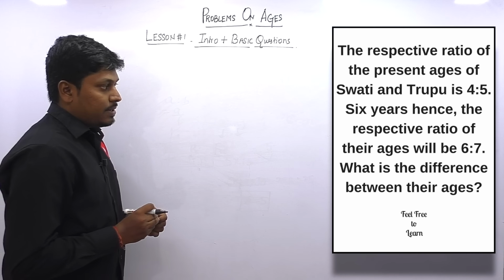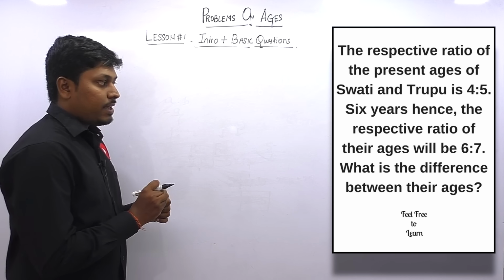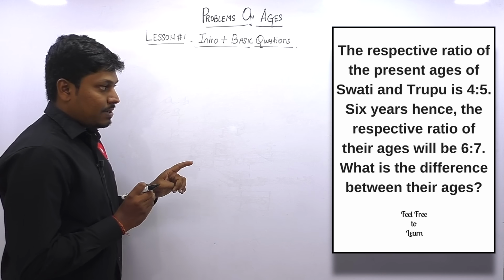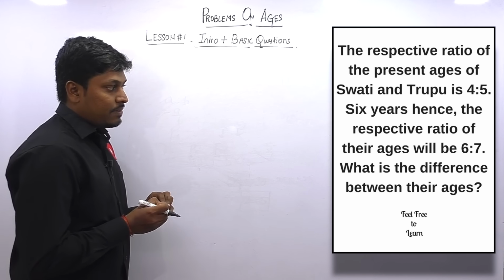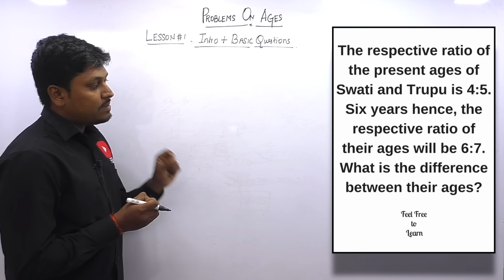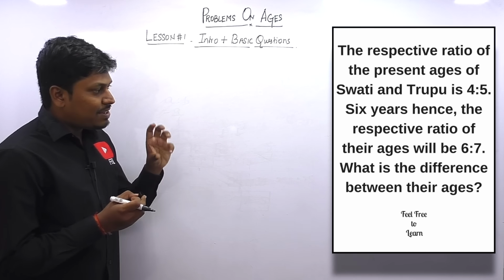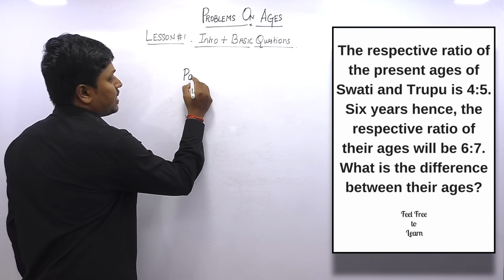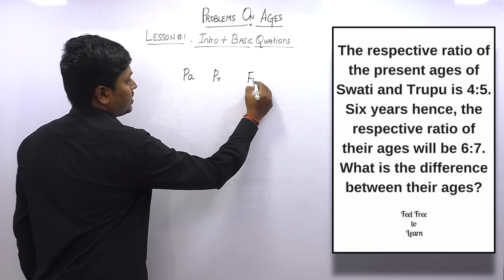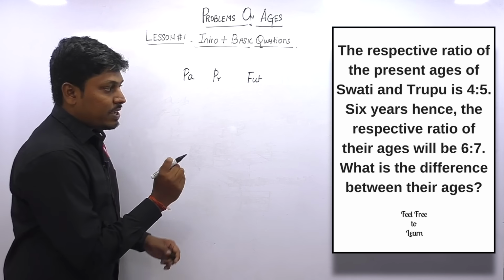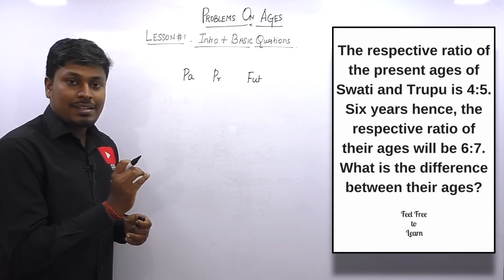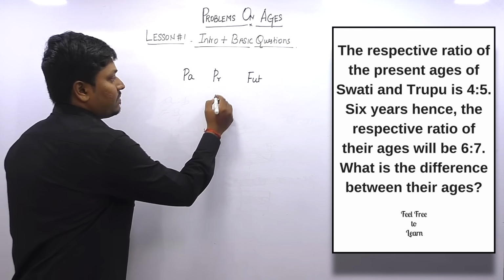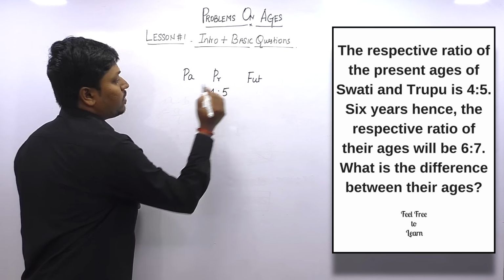Question number 2. The respective ratio of the present age of Swati and Tripu is 4:5. 6 years hence, the respective ratio of their ages will be 6:7. So what is the difference between their ages? So listen here, first understand the concept of what they are saying. Beginners, what you need to do is first write this: past, present and future. So here the respective ratio of the present age. Initially they have given the present age ratio, which is 4:5. So we can say present age is in the ratio 4:5.